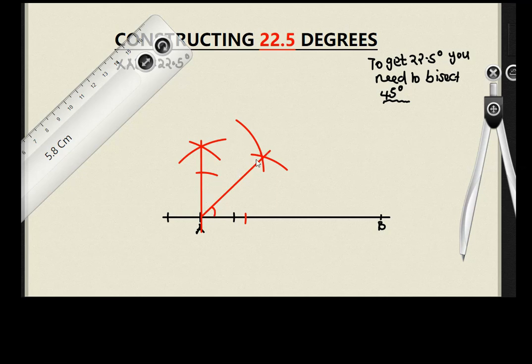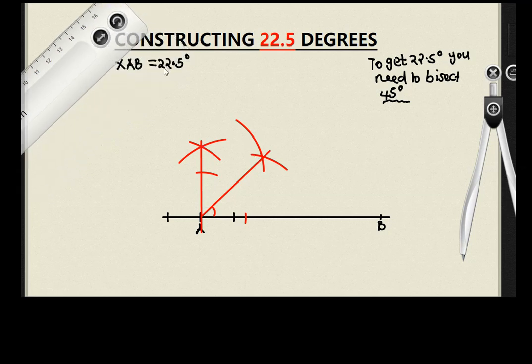But our main objective was to construct 22.5 degrees. So what do we need to do? We need to divide 45 by 2, that will be 22.5, and the way we divide angles is by bisecting them.